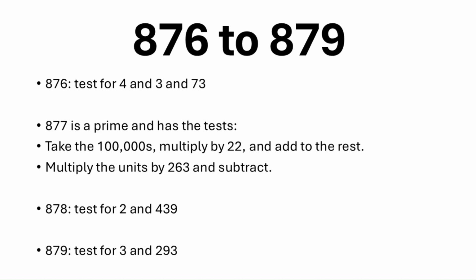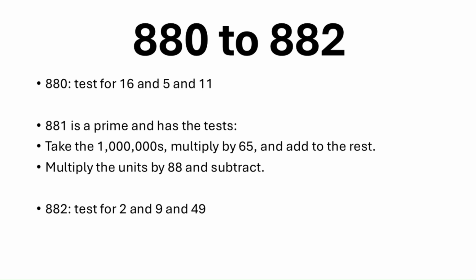Take the 100,000s, multiply by 22, and add to the rest. Multiply the units by 263 and subtract. 878, test for 2 and 439. 879, test for 3 and 293. 880, test for 16 and 5 and 11. 881 is a prime and has the tests.